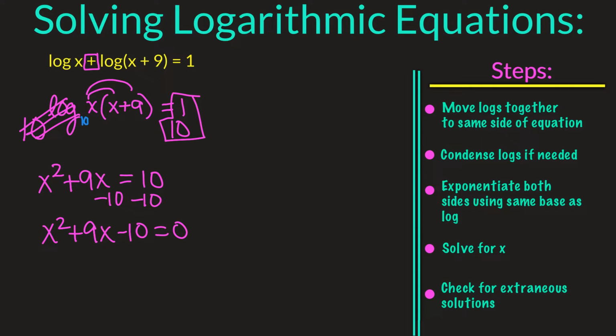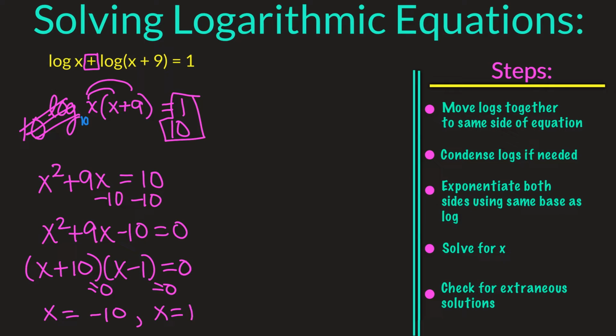And let's go ahead and try and factor that. I do believe it does factor. It's going to factor as x plus 10 times x minus 1 equals 0. If I set both of these equal to 0 and solve it, then x could be equal to negative 10, or x can be equal to 1.